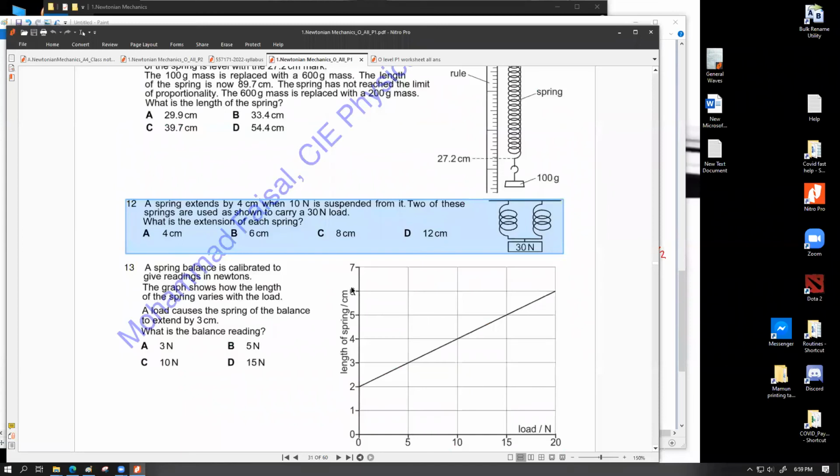Let's have a look for number 12. Which one do you think is the correct response? So B. It's B. Because each of them are handling 15, and so 10 to 15 is 2 to 3, so 2 to 3, 4 to 6. Makes sense.